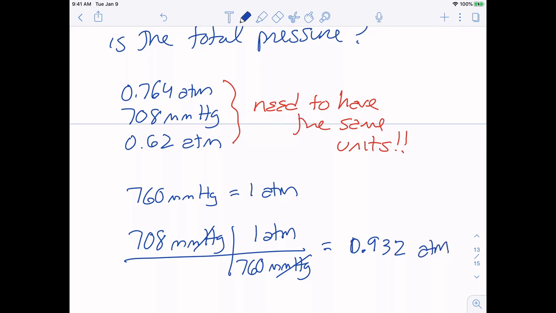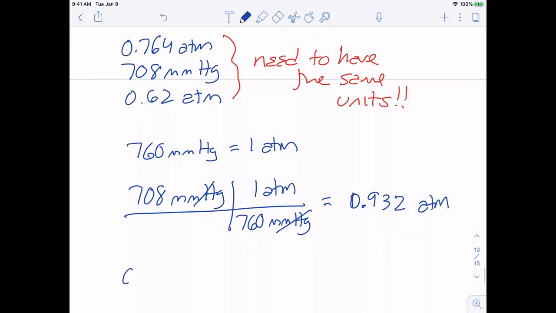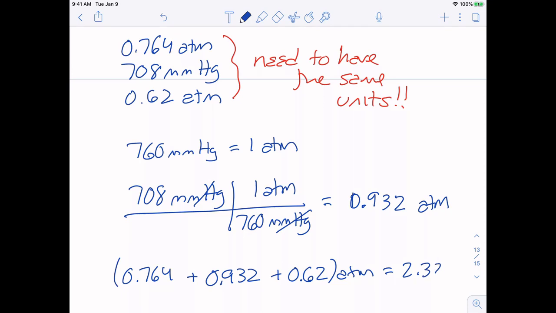So now that I have that, we can just add them together. So 0.764 plus 0.932 plus 0.62. And those are all going to be in atmospheres. Do be careful when we're adding them together. Our significant digit rule for this is the number of digits after the decimal point. So because 0.62 is only 2 digits after my decimal point, I do only want 2 digits after the decimal point in my answer. So 2.32 atmospheres is my answer.